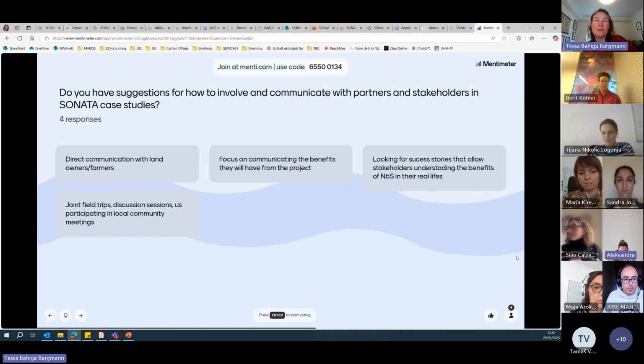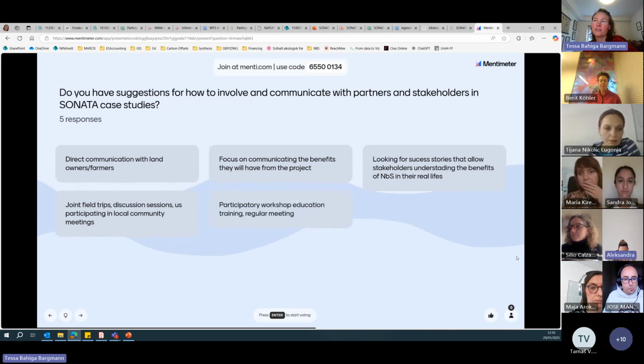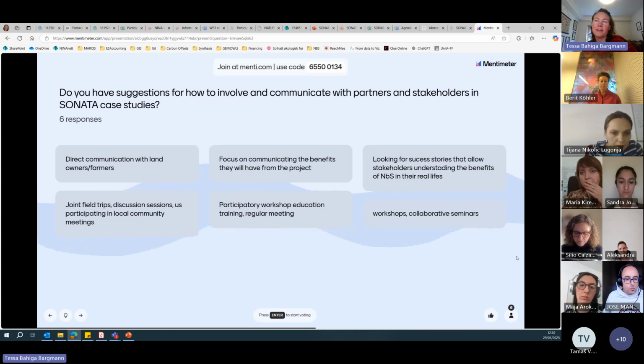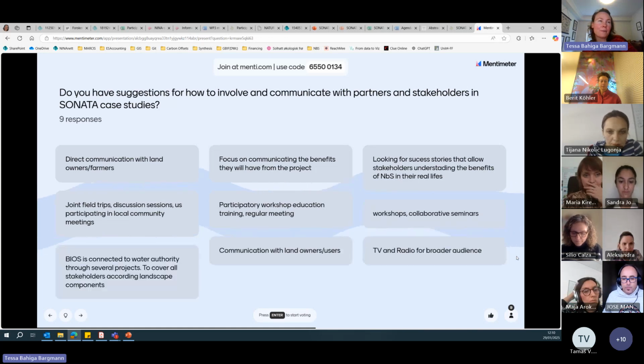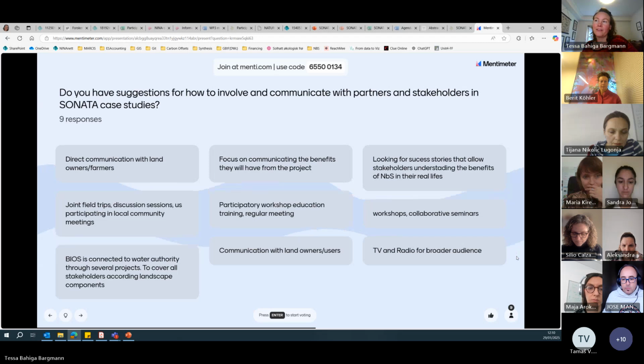Focus on communicating benefits they will have from the project, direct communication with landowners, looking for success stories, and allow stakeholders to understand the benefits of nature-based solutions in real life. Joint field trips, participatory workshops, TV and radio. Yeah, good suggestions.